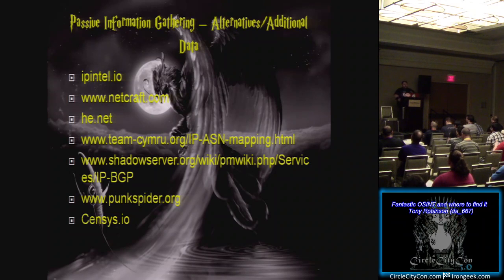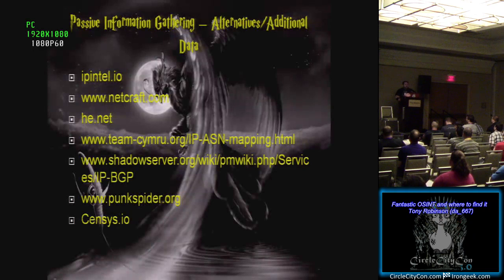Team Cymru and Shadowserver have their own Whois services. If you've used Whois on the command line, you know that every registry all over the damn internet has a different way of formatting the data that they return. These guys, you send them a Whois request, they say, here's the IP address you asked for, here's the AS number, here's the organization that owns that AS, here is the /24, the /22, or the route that's associated with that, in a nice pipe delimited format. So really easy to get that data from those guys and feed it into a database or something. And I already mentioned what punkspider.org does.